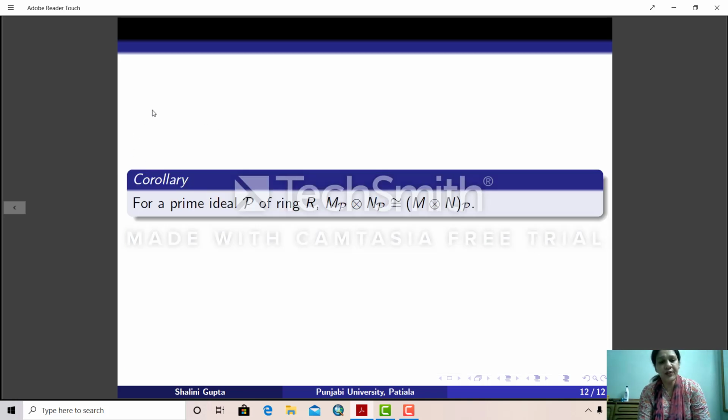So, using this, we can see that if P is a prime ideal of ring R and we consider localization of R modules M and N at P, then M_P tensor N_P will be isomorphic to M tensor N localized at P. Thank you.